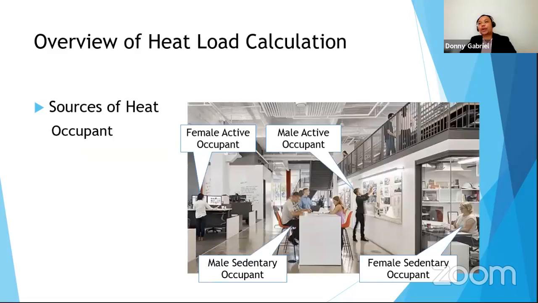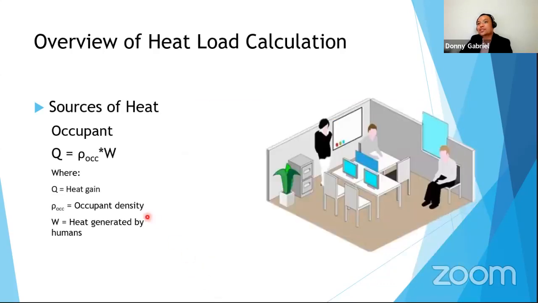next is occupants. So in this office, you will have different people working inside, and as people work, their bodies generate heat. So there are two types of generation, male and female. The male occupant and the female occupant generate different amounts of heat. Okay? So here, first we need to consider how many people are going inside one particular space.